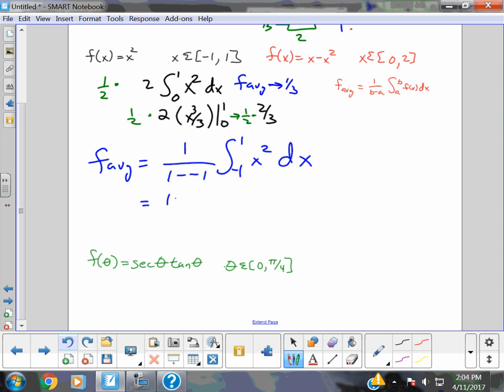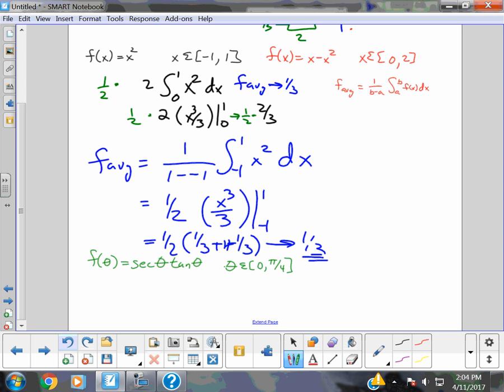So that becomes 1/2. The antiderivative of x squared is x cubed over 3. All right? And then we go -1 to 1. Do a little bit of math here. We go half. We get 1/3 minus a -1/3 when we evaluate 1 and -1. This negative is a positive, so 1/3, 1/3, 2/3, half of 2/3 is 1/3. Now at this point, someone in the crowd's going, "Man, I'm just going to memorize the formula," right?